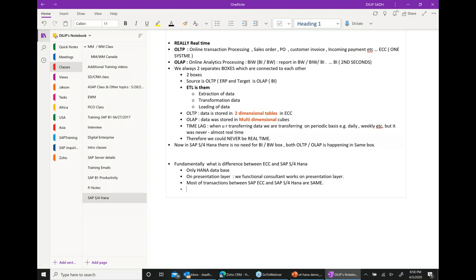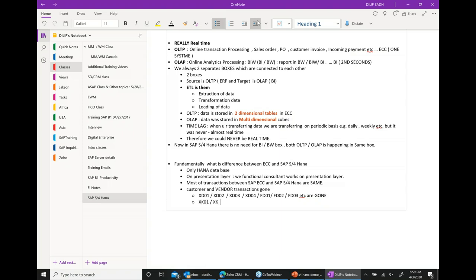Some differences though. For example, a lot of customer and vendor transactions are gone. Many of those transactions we are very familiar with, like in the case of customer, we had transactions like XD01, XD02, XD03, XD04, FD01, FD02, FD03, etc. They are gone, not supported.